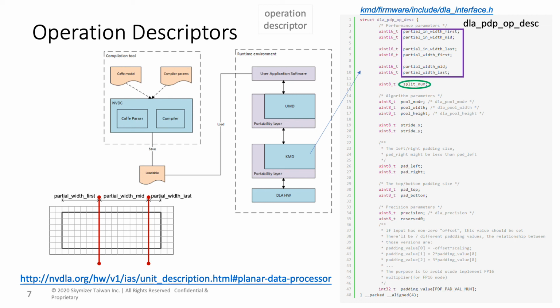Split num is the total number of segments the data plane is split into. If it is 2, only the first and last segment widths are valid. When split num is larger than 3, the middle widths are used for all segments except for the first and last. This slide shows an example of how to set up the operation descriptors when writing code for the NVDLA backend. PDP can be replaced by other engines in NVDLA to find information on other hardware blocks. Unfortunately, due to time limitations, we cannot go into further details. However, we encourage you to explore further on your own.